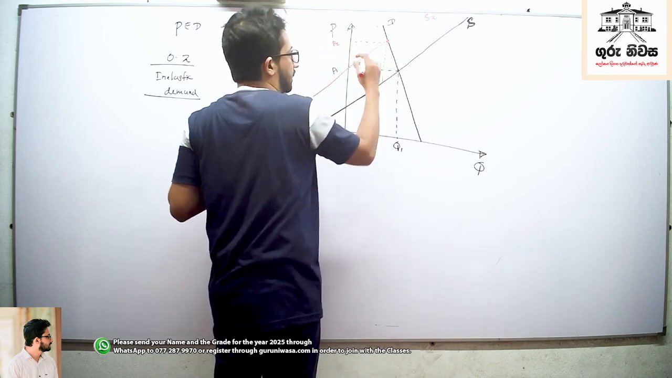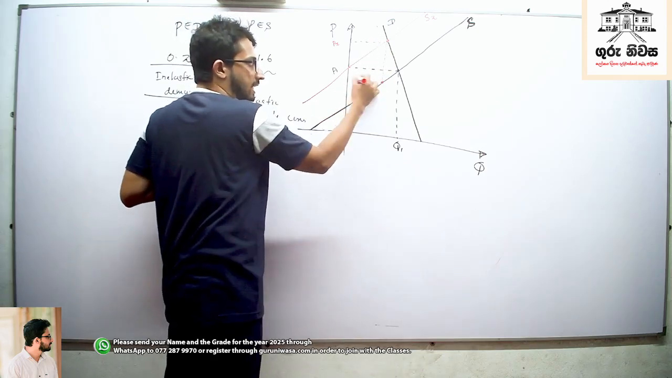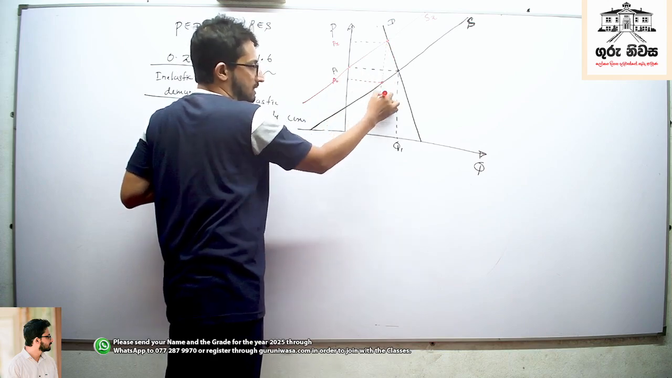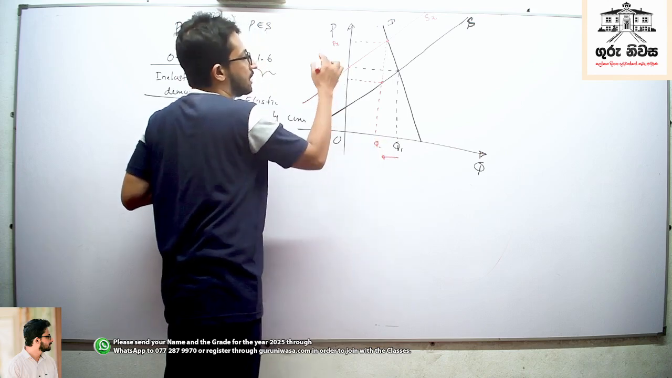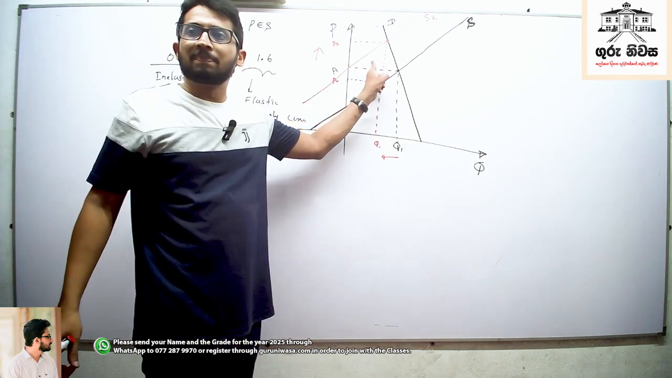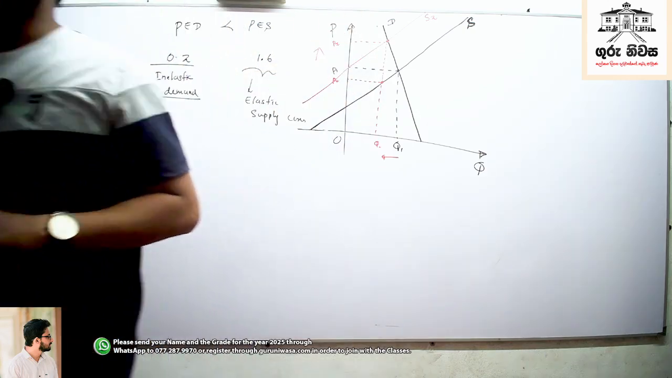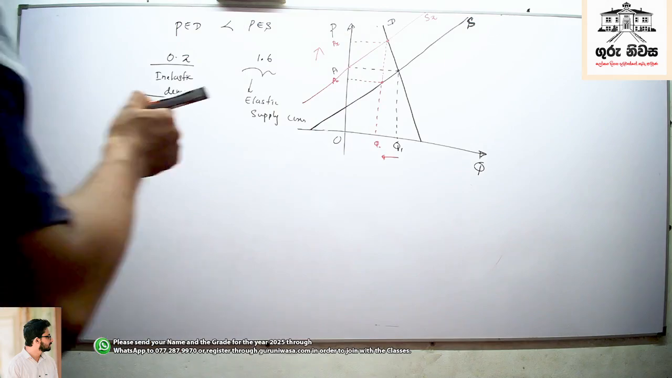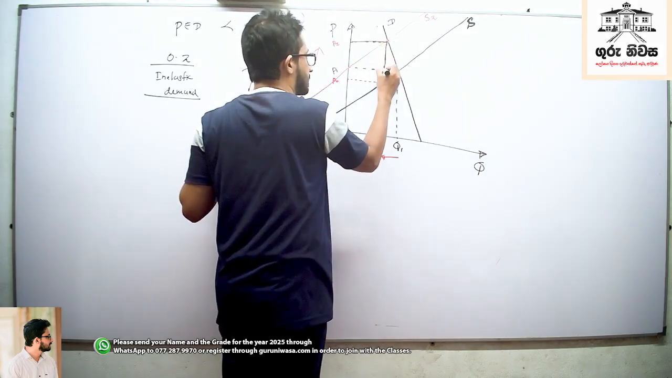This is the tax burden of the consumer. This is the tax burden of the producer. Let's say this is P0 and this is the new equilibrium quantity Q0. Equilibrium quantity falls and price increases, but you can see that the more tax burden belongs to the consumer. This is the consumer's tax burden.